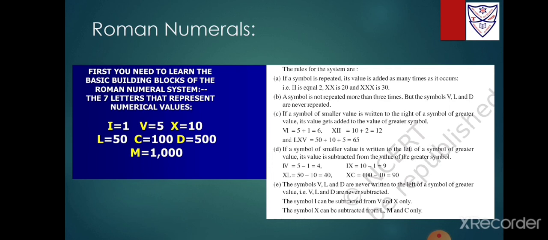Okay, let us understand these two rules with examples. Like here, we have taken LXV. So L is 50 plus 10 plus 5, that is 65. Here, if we have taken XC, then 100 minus 10 equals 90. The symbols V, L and D are never written to the left of a symbol of greater value. That is, V, L and D are never subtracted. And the symbol I can be subtracted from V and X only. And the symbol X can be subtracted from L, M and C only.